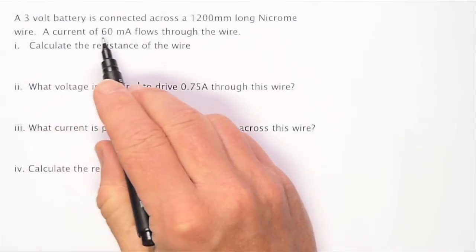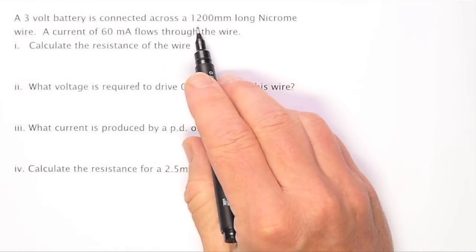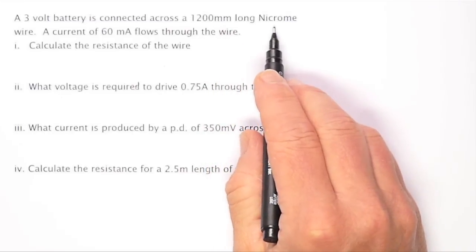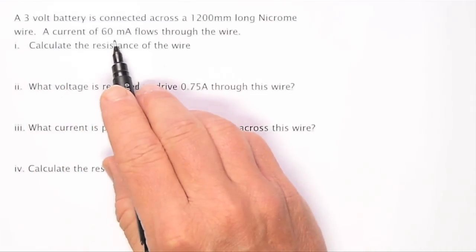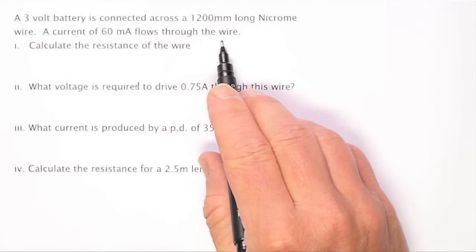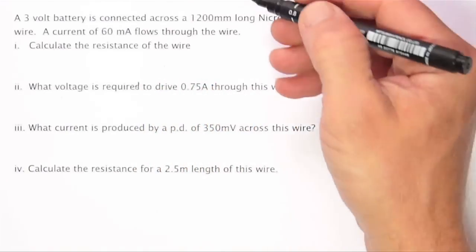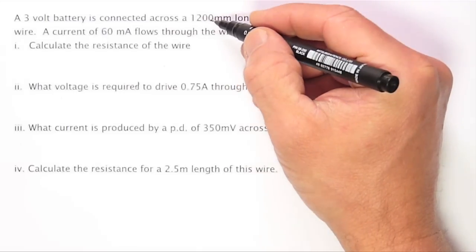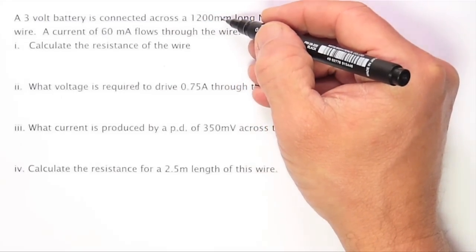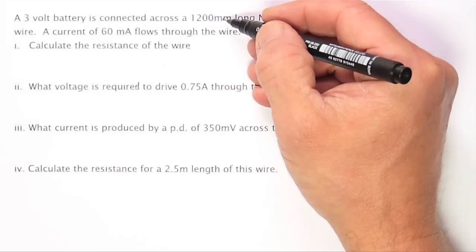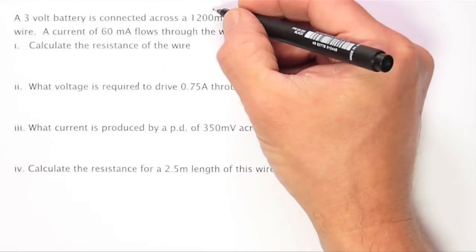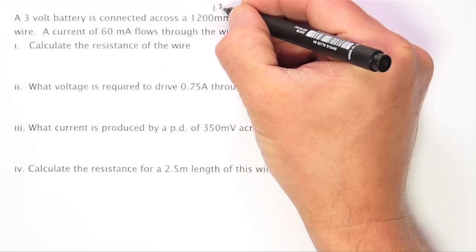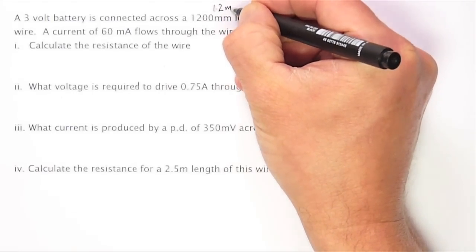A 3-volt battery is connected across a 1200mm long nichrome wire. A current of 60 milliamps flows through the wire. The first thing I'll do is convert the length of the wire into meters. 1200 millimeters, as you know there's 1000 millimeters in each meter, so I need to divide by 1000, which will give me 1.2 meters.